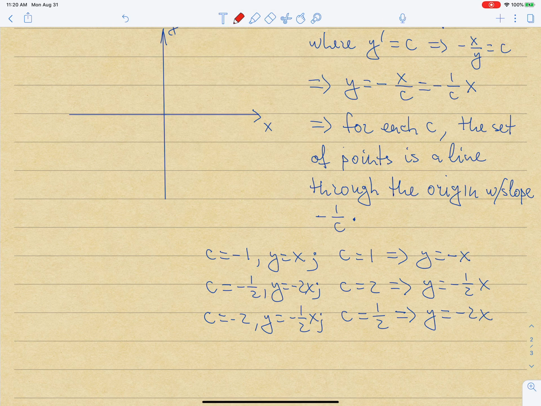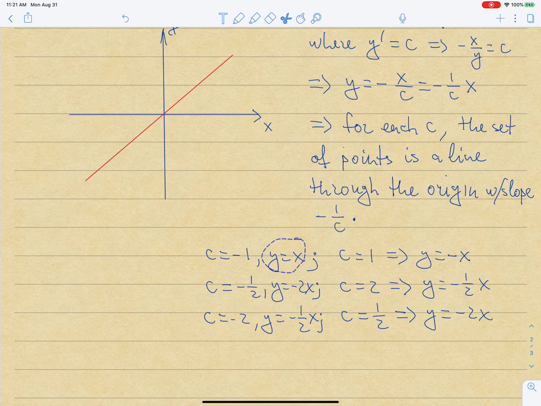Let's actually look at it from a slightly different perspective now. If y is equal to x, then the slope is minus 1. If y is equal to minus 2x, slope is minus 1/2. Y is equal to minus x, slope is 1. Y equal to minus 1/2 x, slope is 2, and so on. So what I will do, I'll draw lines, and then we will see what the slope is on those lines. So line is y equal to x.